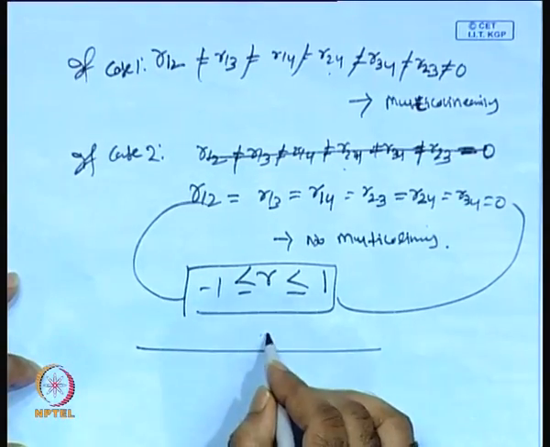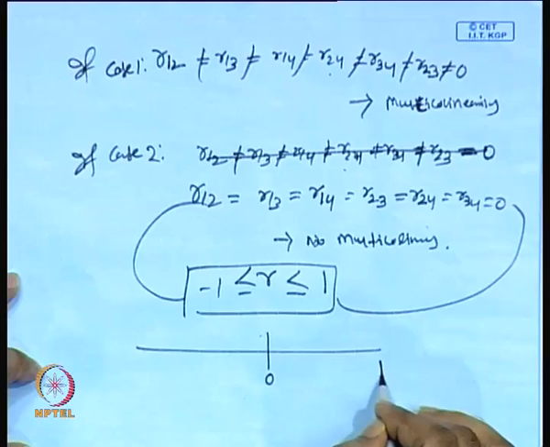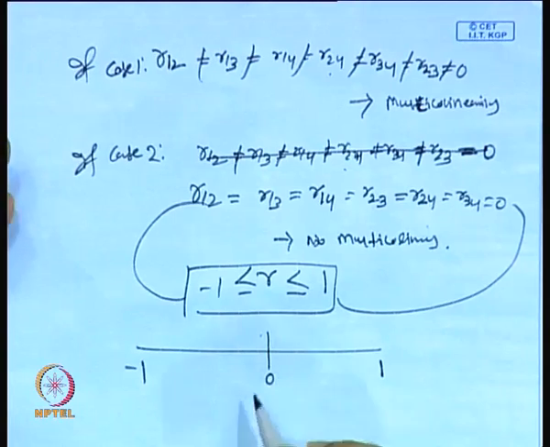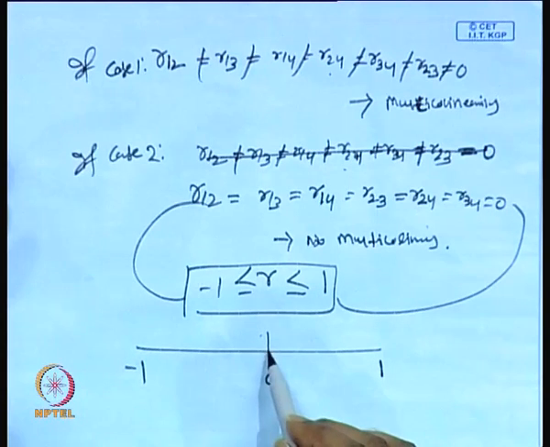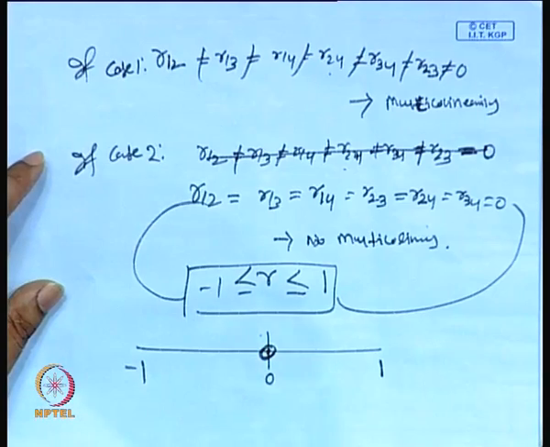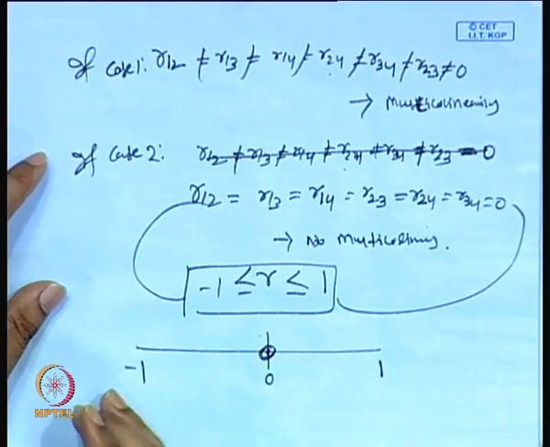In any case, r is a correlation coefficient, and it should be between -1 and 1. If I take a range here, this is 0, this is 1, this is -1. Among the regressors, every correlation should tend toward 0, then obviously there is no multicollinearity. But if you find any other point, then there is multicollinearity, whether it is on the left side or the right side.